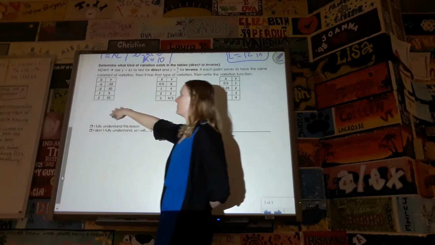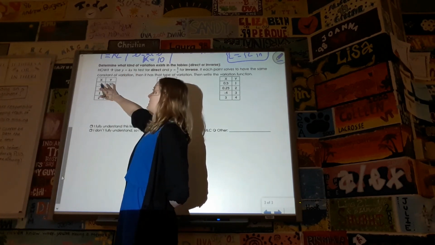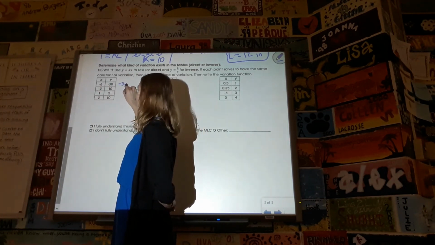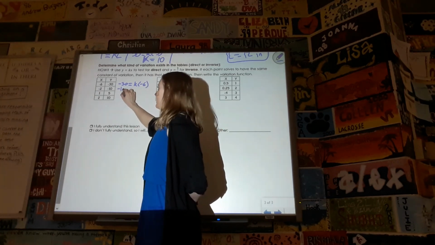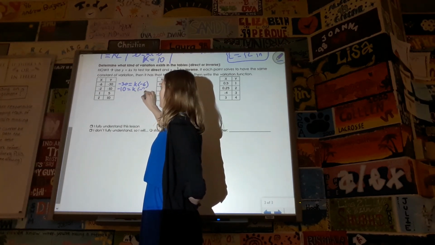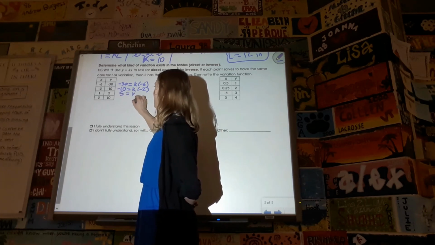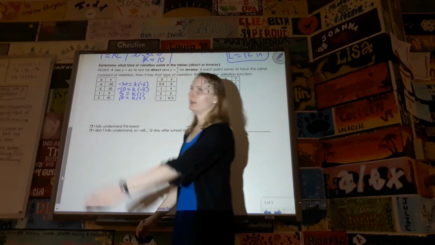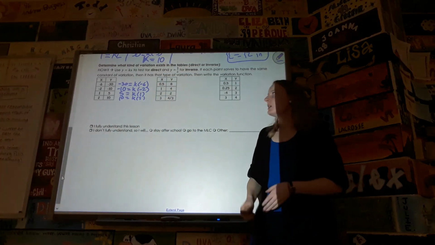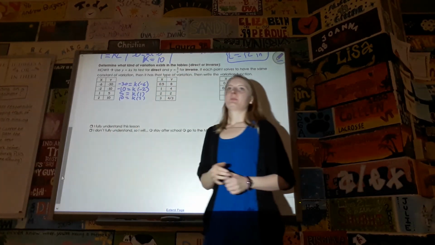So over here, I'm going to start with direct. So I'm just going to take the x and the y and plug them in. So I'm going to have negative 30 equals k times negative 6. Negative 10 equals k times negative 2. 5 equals k times 1. 10 equals k times 2. I'm literally taking y equals k times x and then plugging in the y and the x from each point and just writing it down.